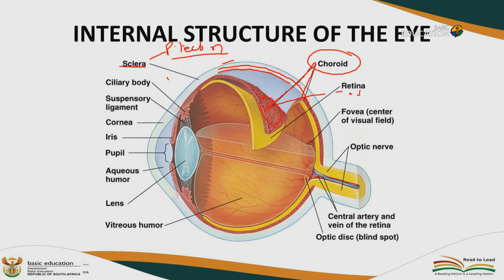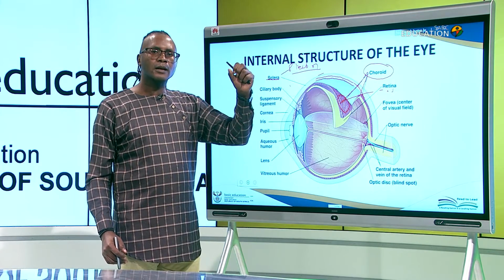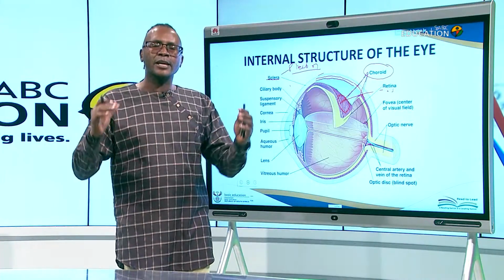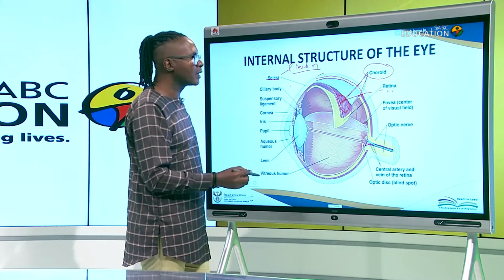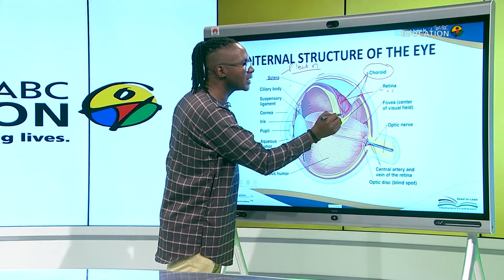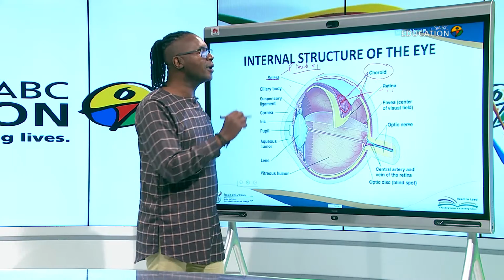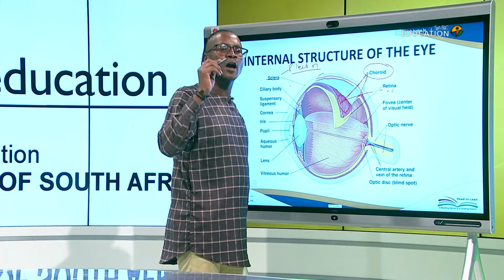So grade 12, the sclera is a white, thick layer. It serves for attachment, and it protects the internal parts of the eye. And also the second layer is richly supplied with blood vessels for nourishment. It provides the eye with oxygen and food.